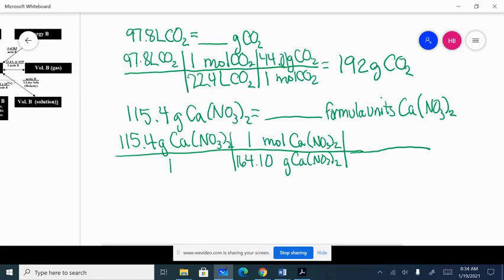Now I have to convert moles to formula units. Moles will have to go on the bottom to cancel, and it always gets the number 1. And then formula units, 6.02 times 10 to the 23rd formula units of calcium nitrate.